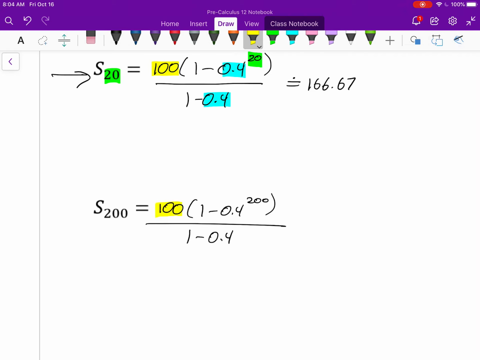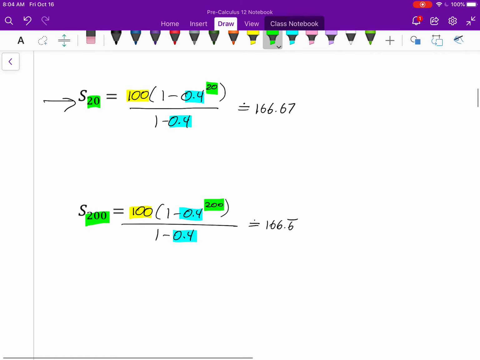Again, be careful how you type it in. I recommend against trying to type this in all at once on your calculator, but I assume you know how to use your calculator. And if you do this, you get something that is extremely close, but not exactly the same as 166.6 repeating. And so notice, after a while, these two numbers, if you just round them to the nearest whole number, seem to be exactly the same.